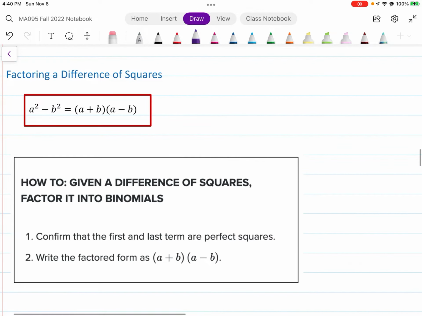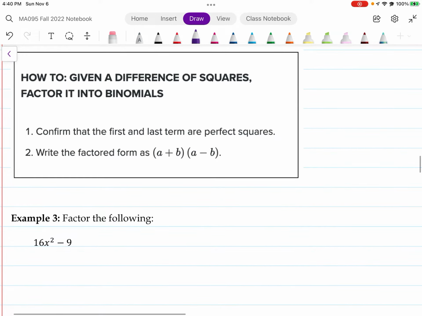All right, so confirm that the first and the last are perfect squares, and it has to be a difference. It does not work with plus. All right, so let's try this. 16x squared minus 9. So let's just follow the rule. The first one is a perfect square, 16, and then a perfect square, x squared. And the second one is a perfect square. And the key here also is that there's got to be a minus in between. So this is going to factor to the square root of the first one, 4x, plus the square root of the second one, 3, times the square root of the first one minus the square root of the second one.